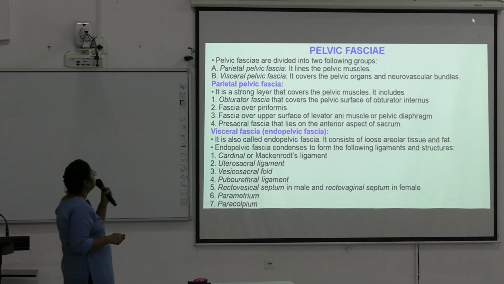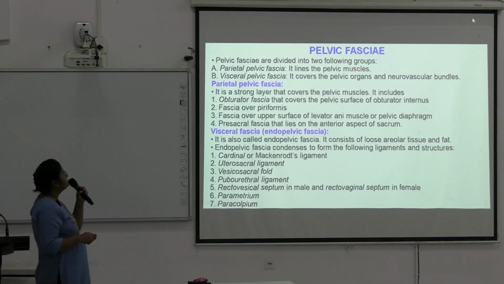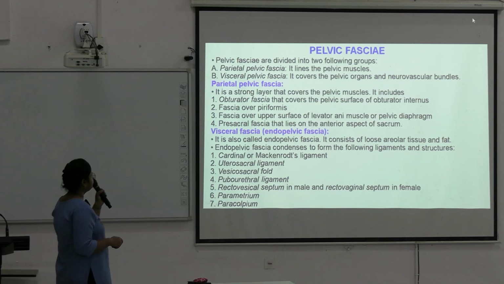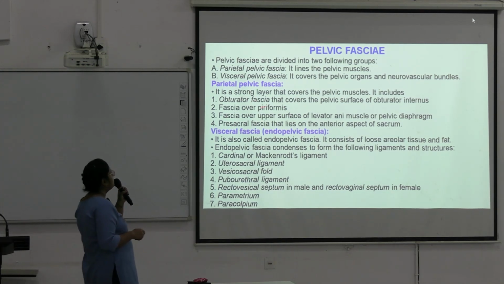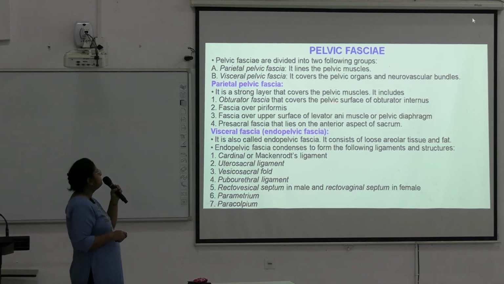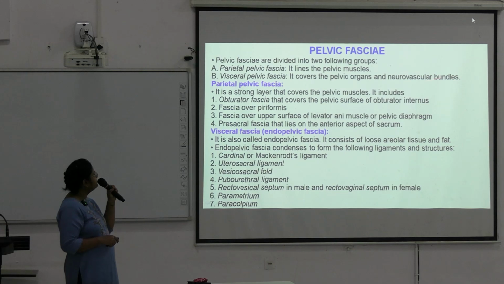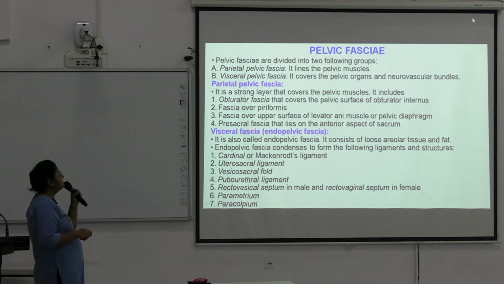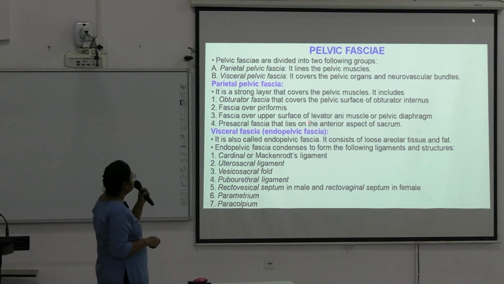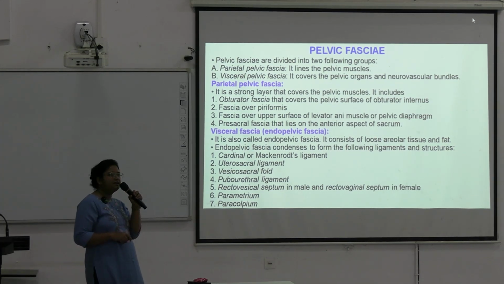Next, we go to the pelvic fascia. Pelvic fascia is divided into these two groups: parietal pelvic fascia and visceral pelvic fascia. Parietal pelvic fascia lines the pelvic muscles, and visceral pelvic fascia covers the pelvic organs and neurovascular bundles. Parietal pelvic fascia is a strong layer that covers the pelvic muscles. It includes the obturator fascia that covers the pelvic surface of obturator internus, fascia over piriformis muscle, fascia over the upper surface of levator ani muscle and pelvic diaphragm, and presacral fascia that lies on the anterior aspect of the sacrum.